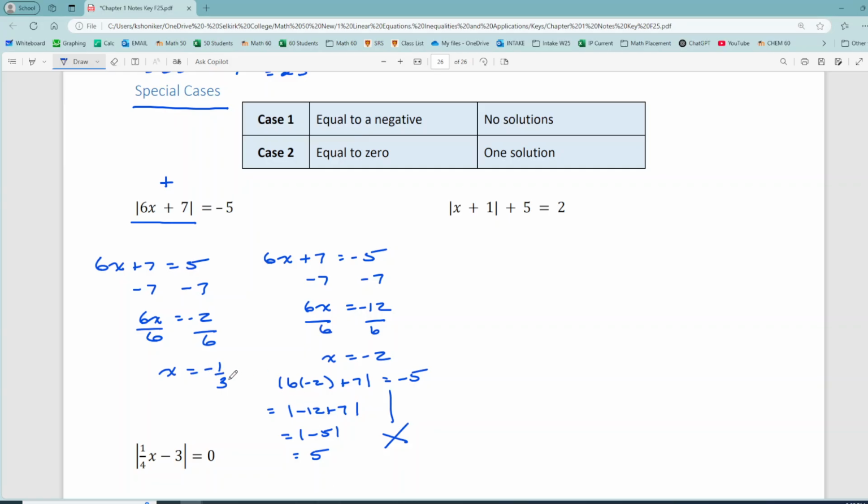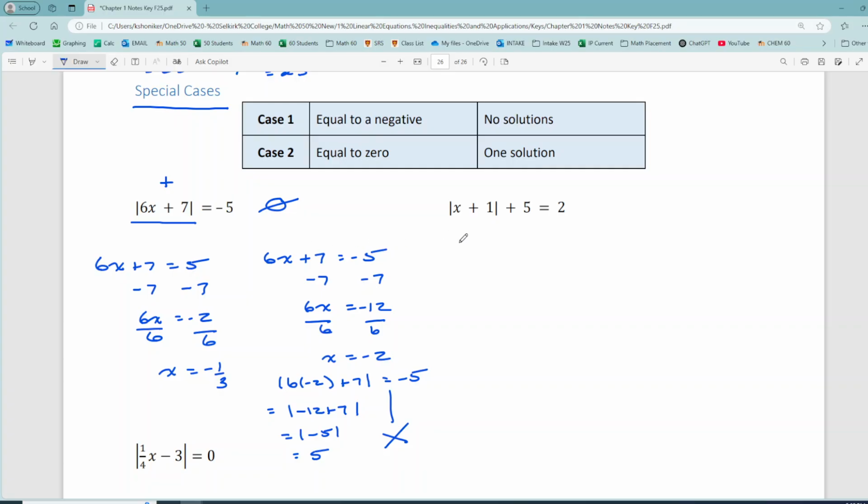The negative 1/3, oh, that would have been easy to check, right? 6 times negative a third is negative 2. Negative 2 plus 7 is 5. The absolute value of 5 is 5. This one still doesn't work. So if you ever get a question where it says, hey, solve this absolute value equation equal to a negative, just say no, thank you.